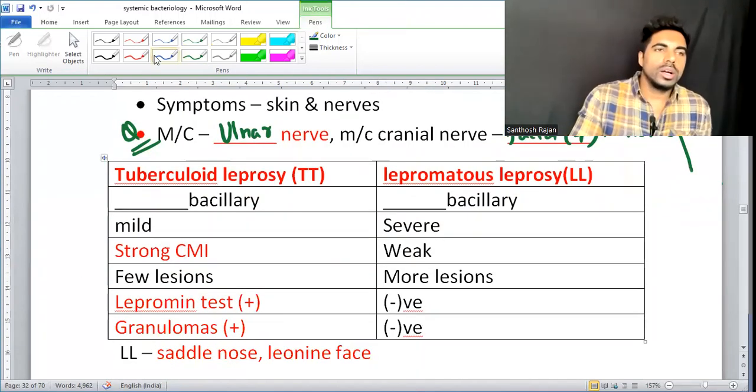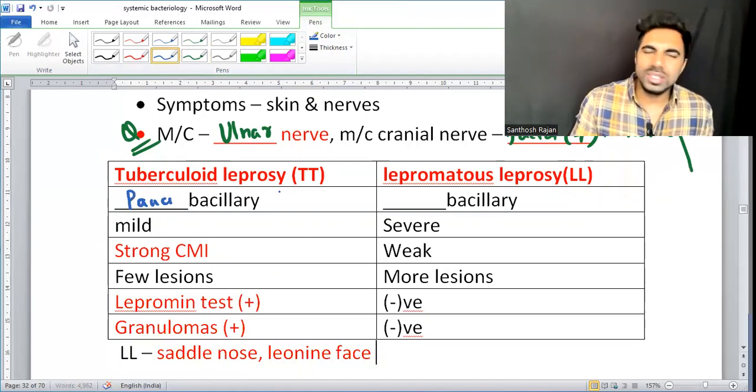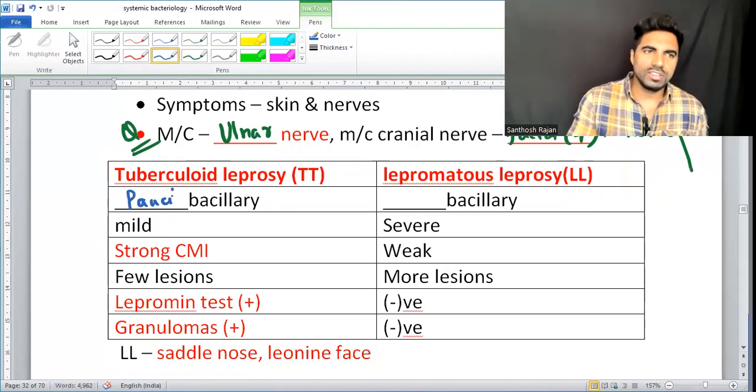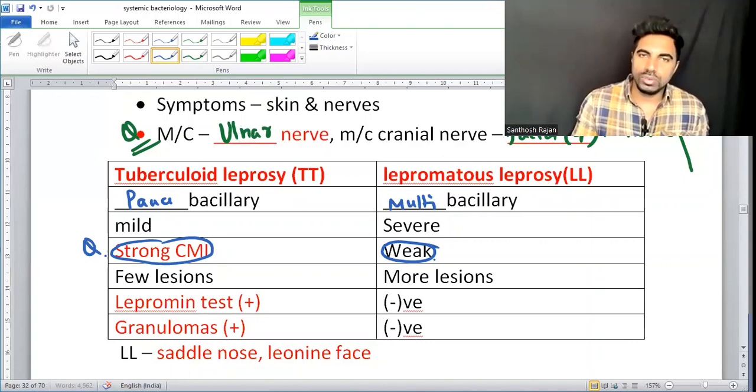Now let's go to tuberculoid leprosy. Tuberculoid is always paucibacillary. Paucibacillary means 5 or fewer bacilli; pauci means less. Here it is multibacillary. Multi means many. Lepromatous is multibacillary. Why? Because immunity is weak, but in tuberculoid the immunity is strong. Cell-mediated immunity is higher, so it is mild. Here it is very severe because of weak immunity.